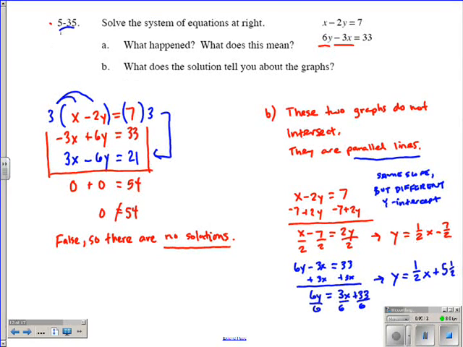All right, that's problem 5-35. I hope that this helped clarify and answer any questions that you had. If you have questions, make sure you ask your teacher.